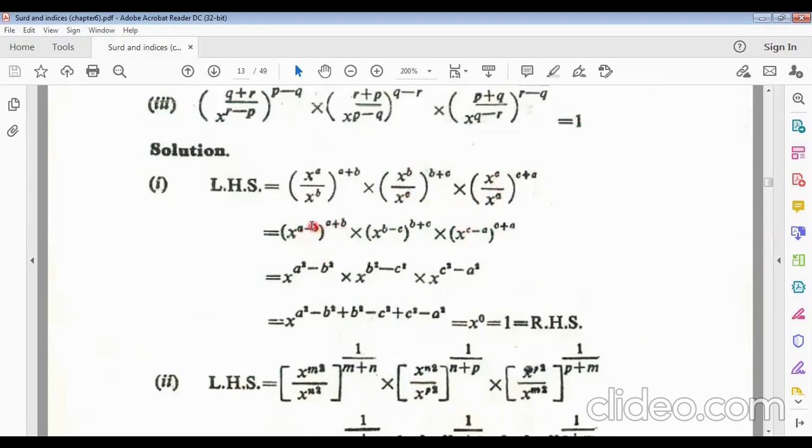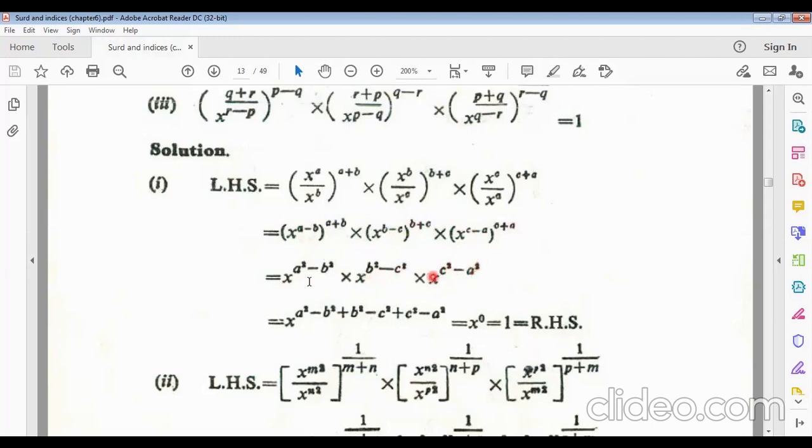Now a minus b and a plus b: a plus b into a minus b, do you know the factorization formula? a square minus b square. Similarly, b plus c into b minus c is b square minus c square, and c plus a into c minus a is c square minus a square.